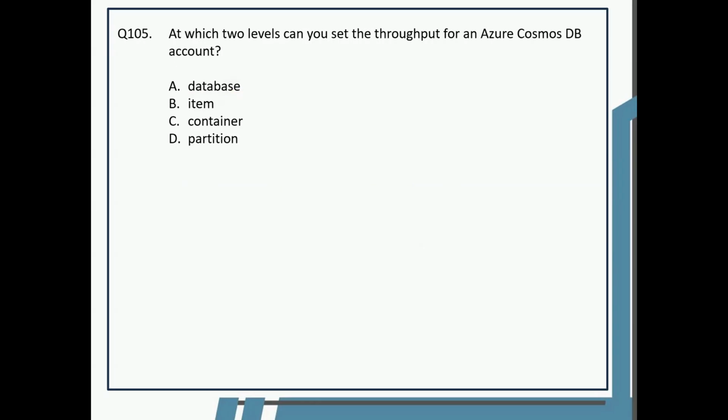All right, in question number 105, we need to identify the two levels where you can set the throughput for an Azure Cosmos DB account. Your options are database, item, container, partition. Now, folks, you can configure throughput in Azure Cosmos DB at database and container level.